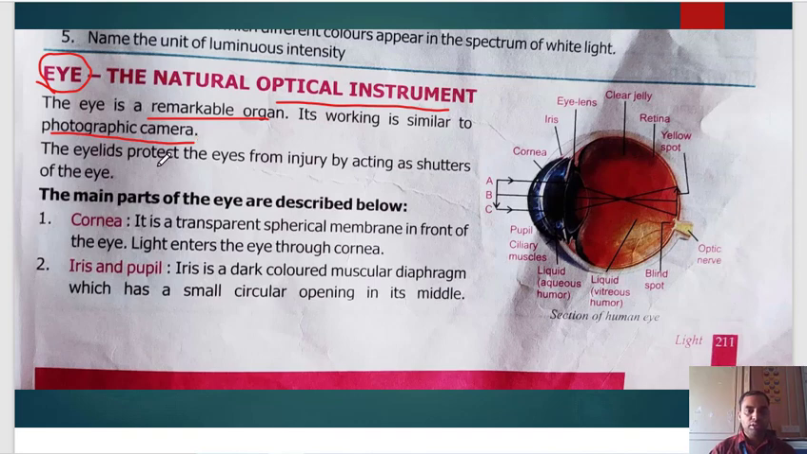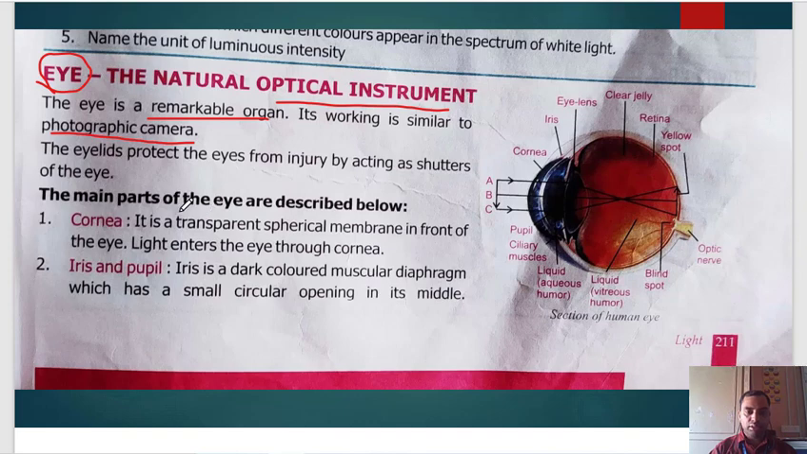Our eyelids protect the eye from injury by acting as shutters of the eye. Our eye is covered by a very thin skin. Here you can see this one. This is called the eyelid. It behaves like a shutter. It shuts itself down and automatically comes up. It protects the eye from any external effect.